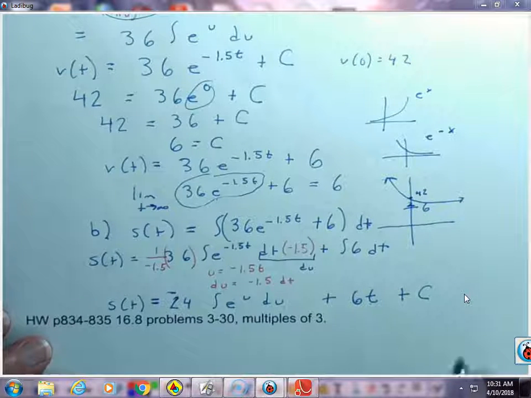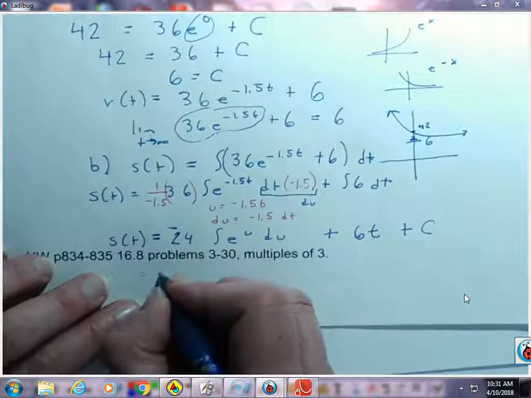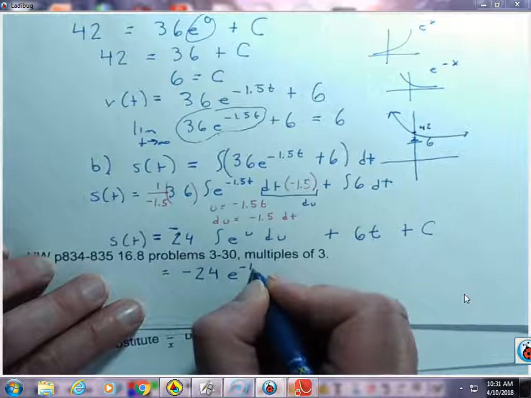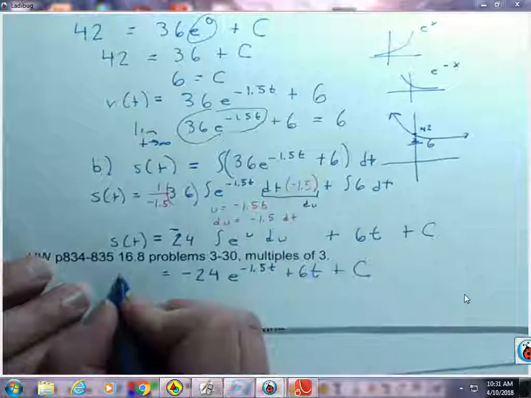Sometimes some of these things look like plus signs. It's kind of bad when a lot of them look alike. So this would be negative 24. Integral of e to the u is e to the u, but I'm going to put back in what u is. Plus 6t plus c.